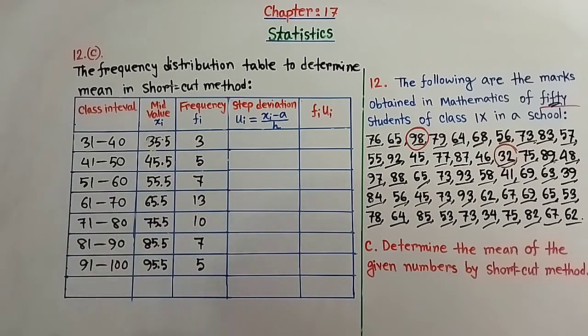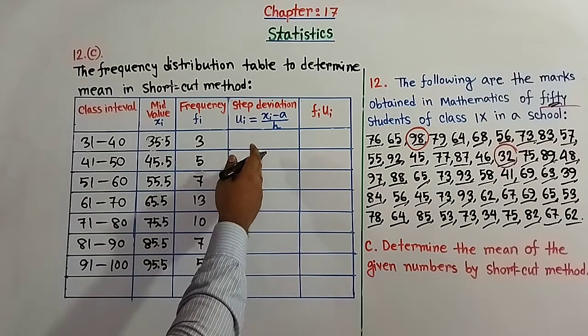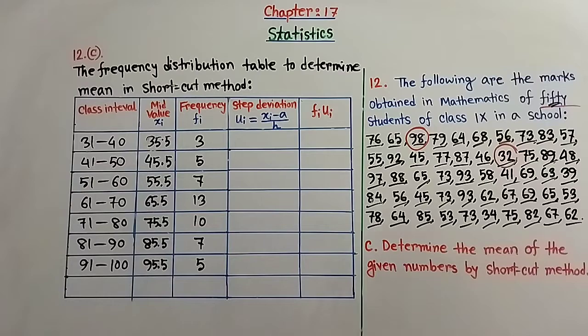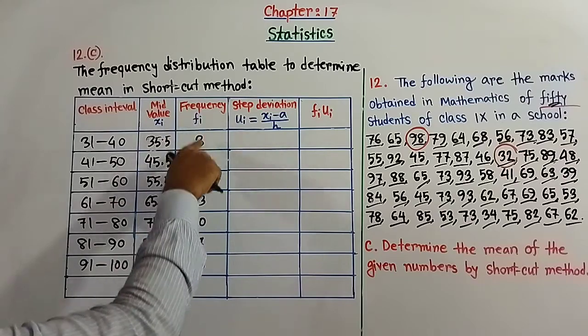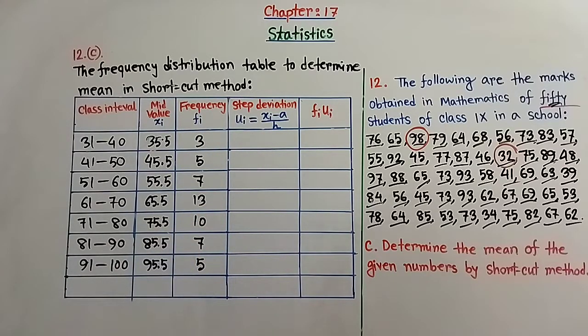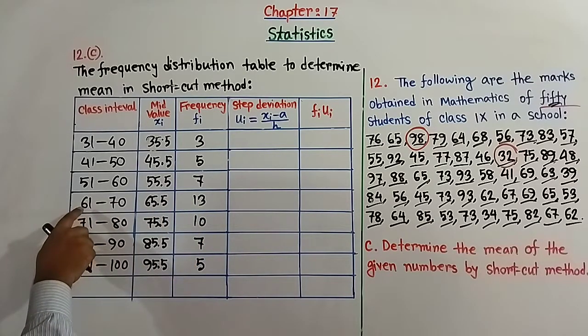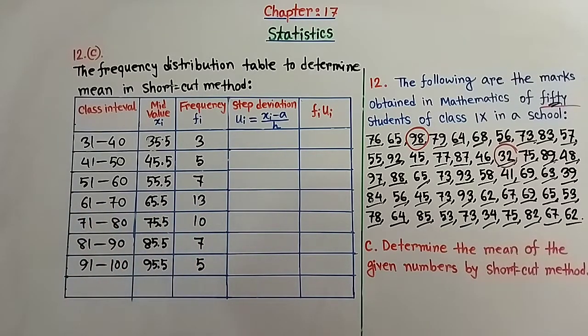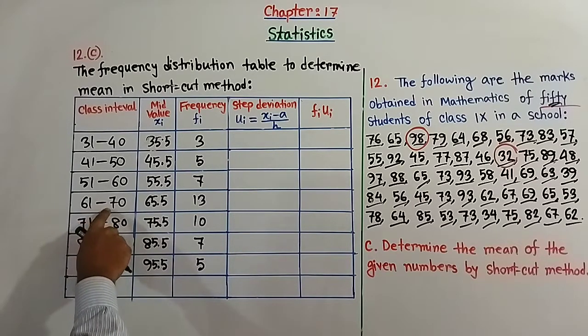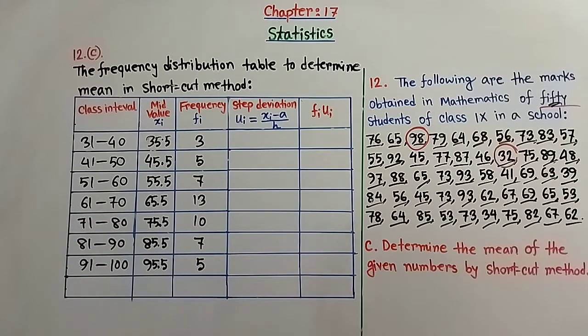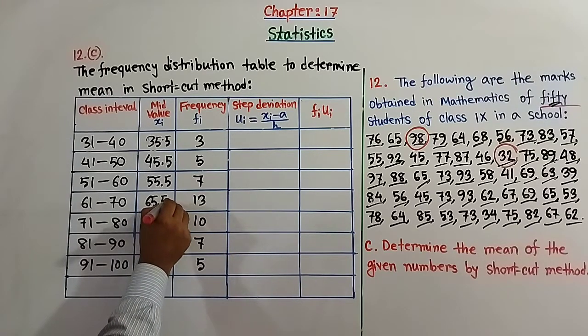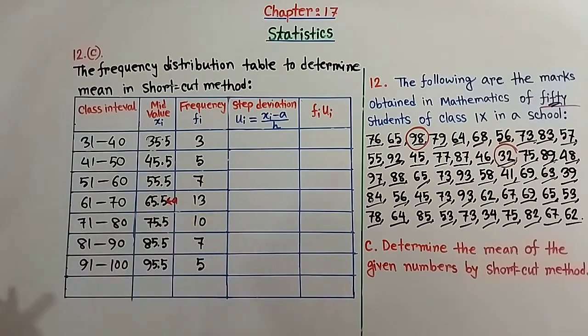Now the step deviation. For writing the step deviation, at first we have to let an approximate mean, that is a. Here the maximum frequency is 13, and 13 lies in the class 61 to 70, and the mid value of this class is 65.5. So we let this mid value be a, the approximate mean. So this is our a.